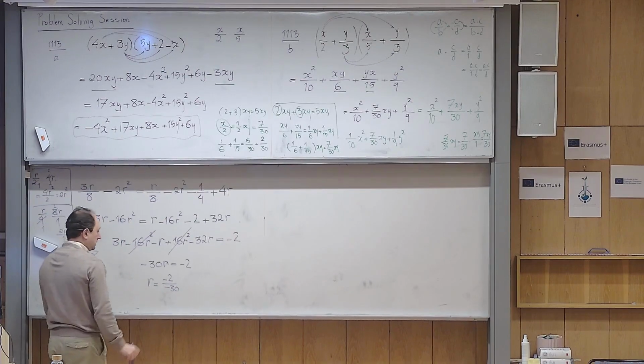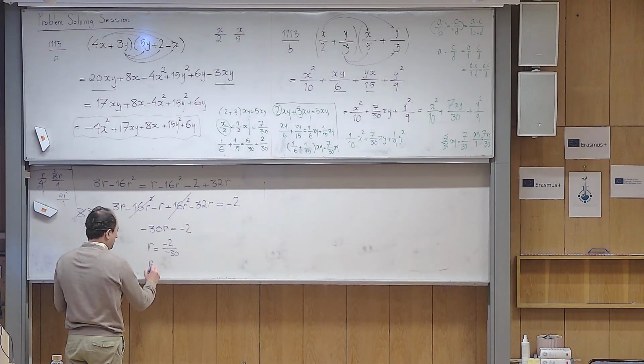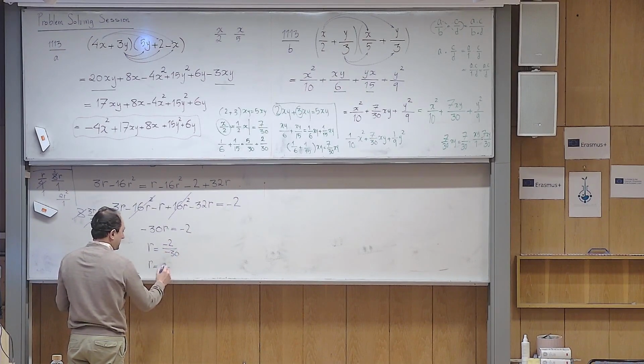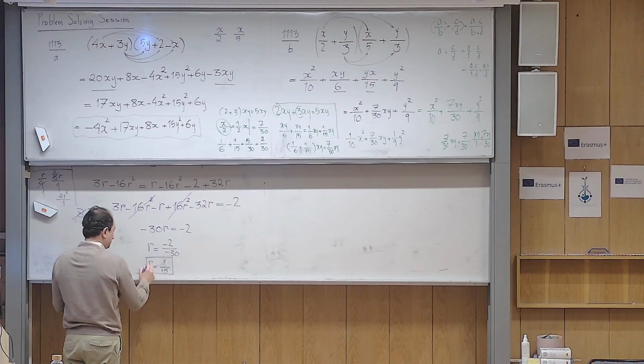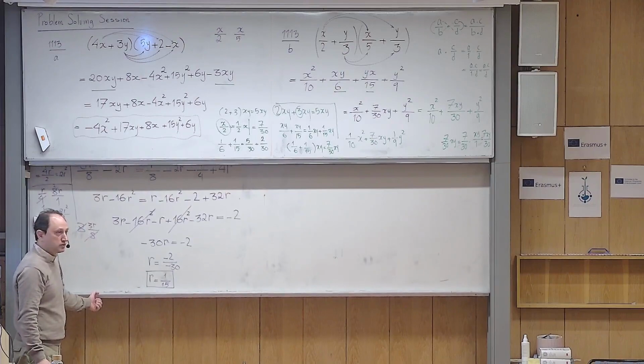But then you shouldn't write it like this. What's the answer? Minus minus is positive. 2 and 30 are simplified. The answer is 1 over 50, which was not easy to guess at all.